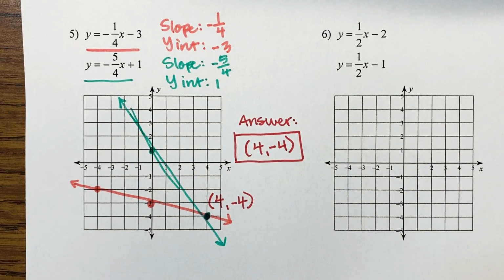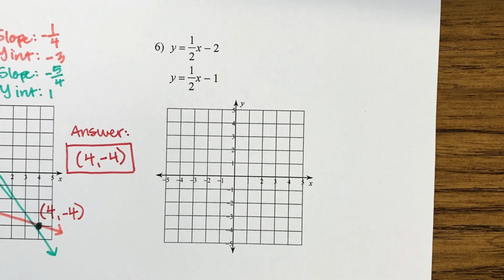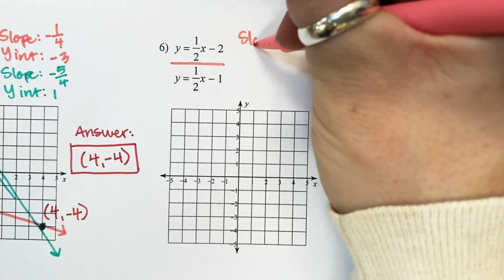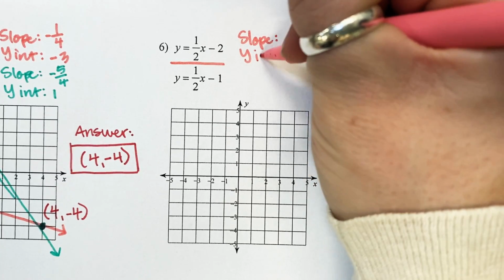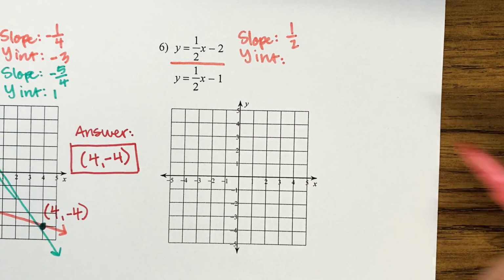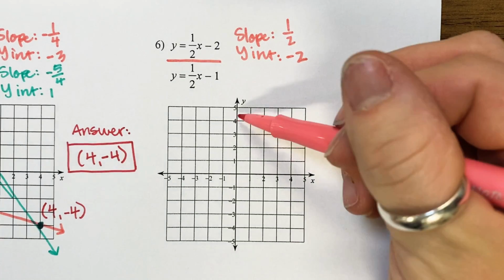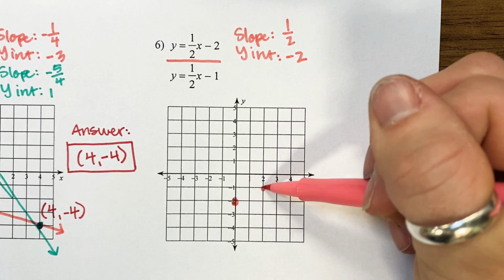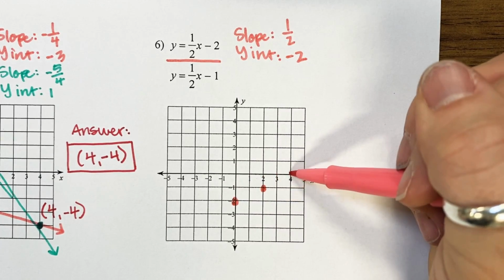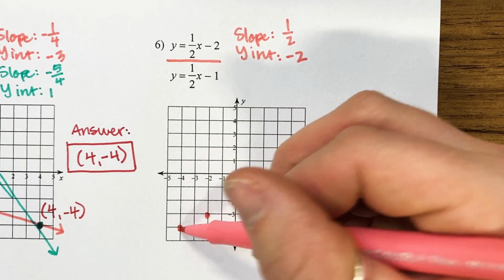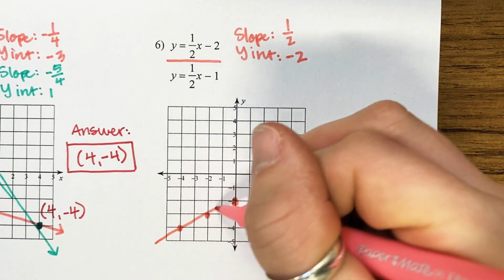Okay, let's do number 6. Because this one's going to be a little bit weird. So we got our pink equation first, slope, y-intercept. My slope is in front of my x, so it is 1/2. And my y-intercept is -2. Okay, so I'm going to start with -2 on my y-axis. And I'm going to go up 1/2. Maybe go the other way. Down 1, back 2. Down 1, back 2. And there we go. Okay, so there's our pink line.